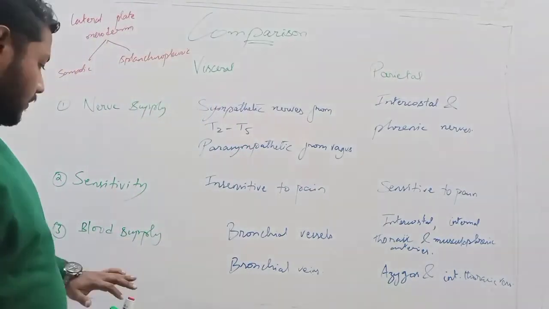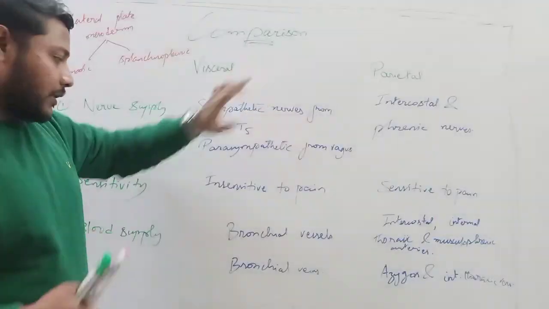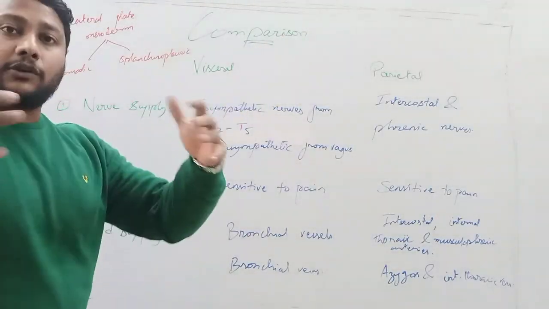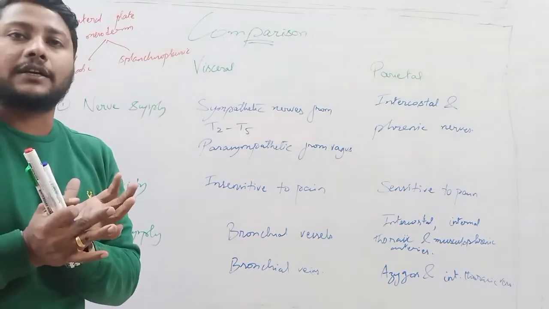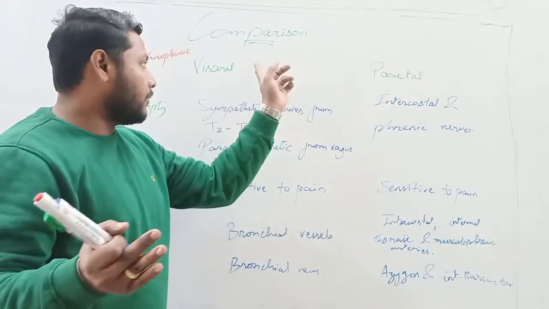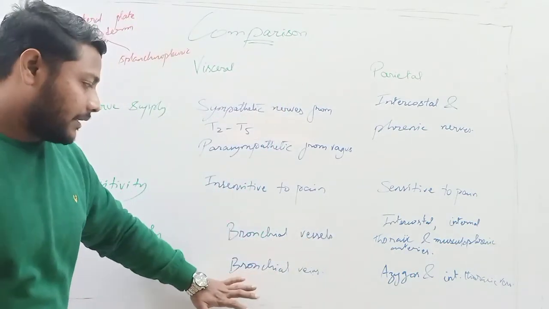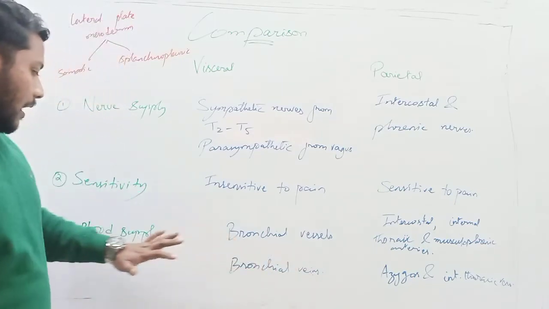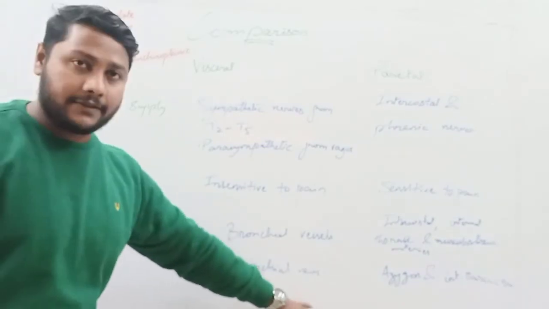Next, the blood supply. The visceral pleura is in close approximation to the lungs, lining or covering the surface of the lungs, as we all know, and it cannot be separated from the lungs, right? So it is also supplied by the bronchial vessels and is drained by the bronchial veins. Okay, the arterial supply is the bronchial artery and it is drained by the bronchial veins.